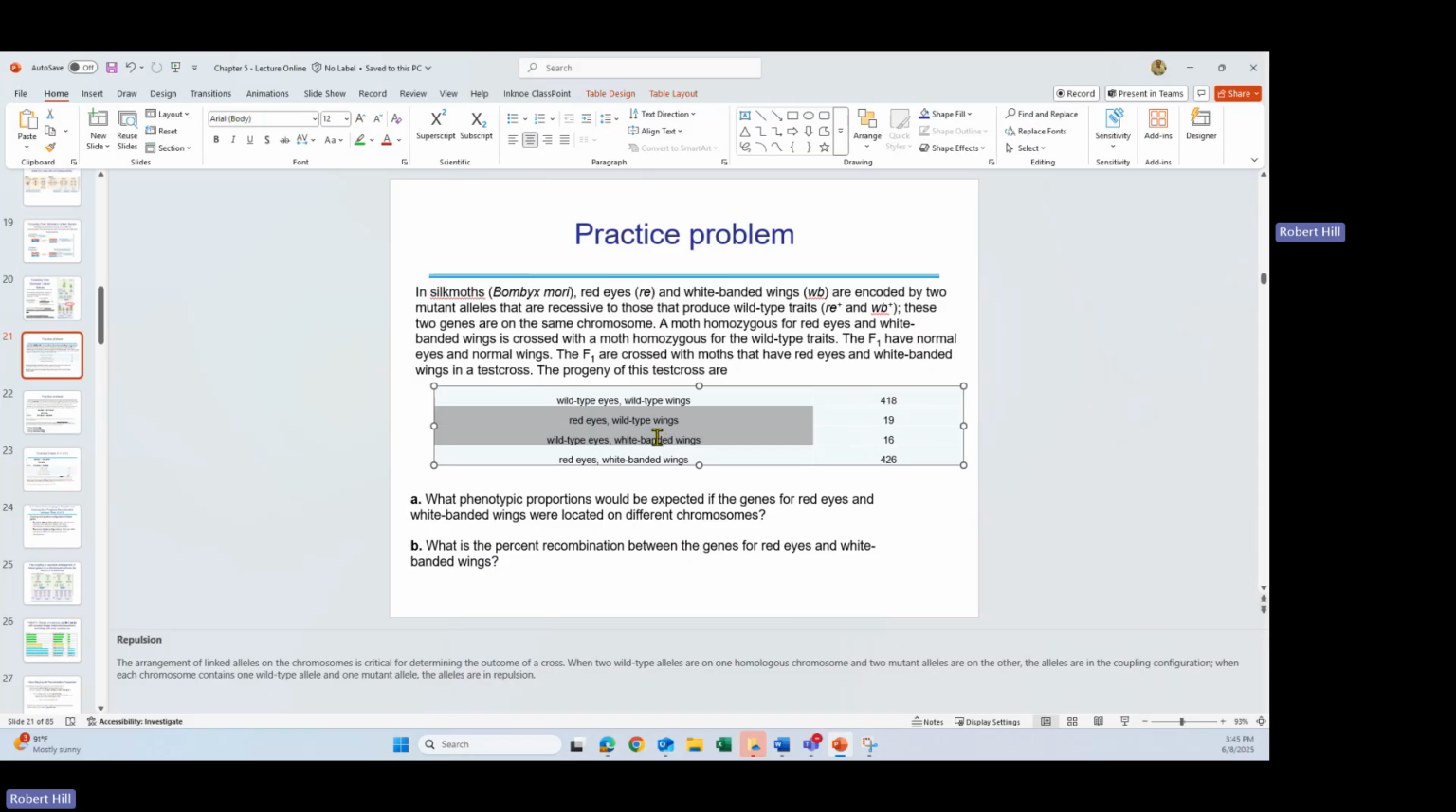That's one way to tell, by comparing the progeny to the parents. The other way, usually, almost always, is looking at the numbers. The ones that are most common are going to be the non-recombinants, and the ones that are least common are going to be the recombinants. Okay?